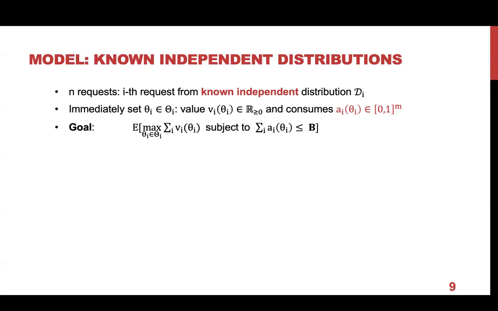And the question is about exactly how you will maximize the value compared to the benchmark, which is in some sense the hindsight optimum in expectation. Because the optimum is also now a random variable. So I'm talking about the expected max, the maximum value.